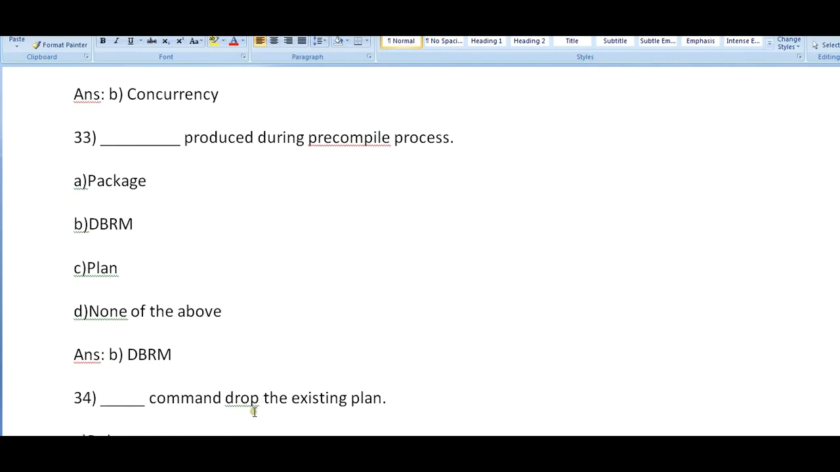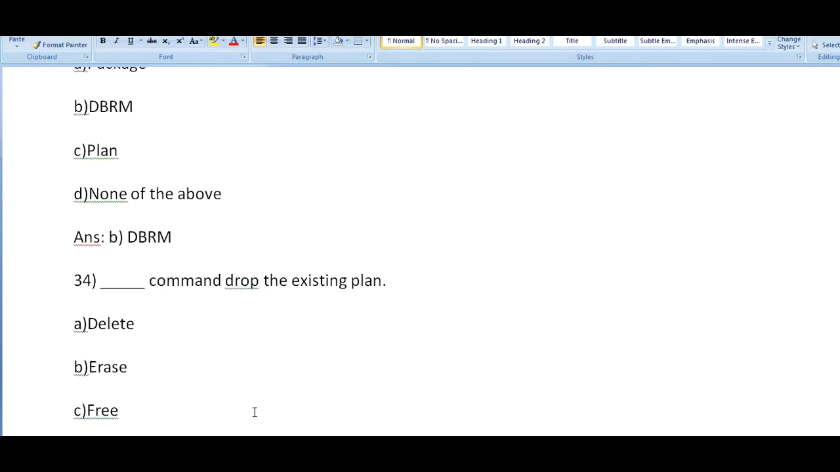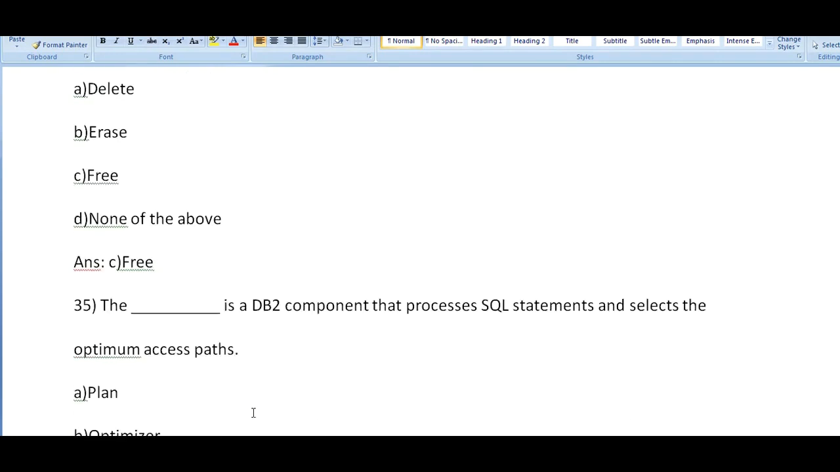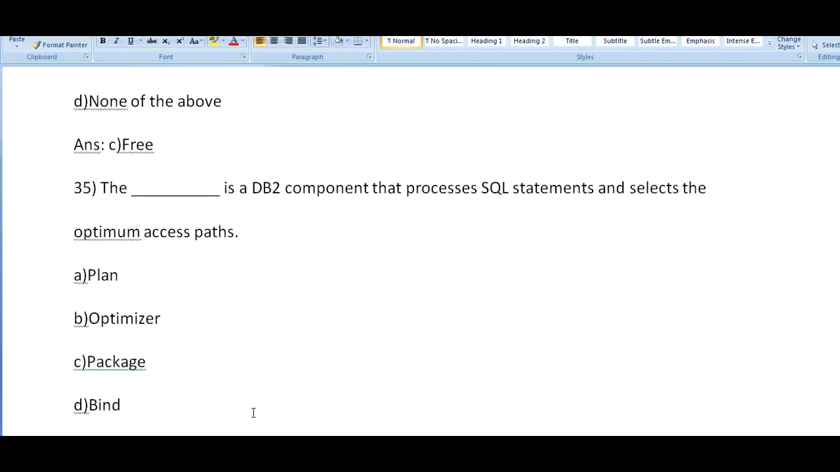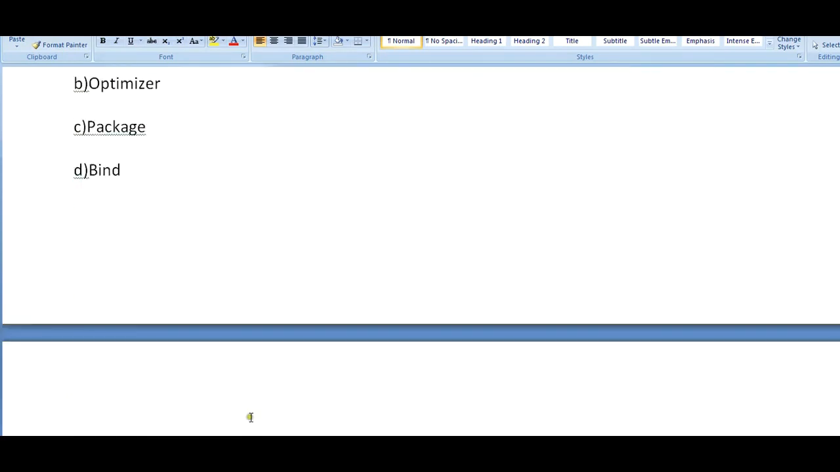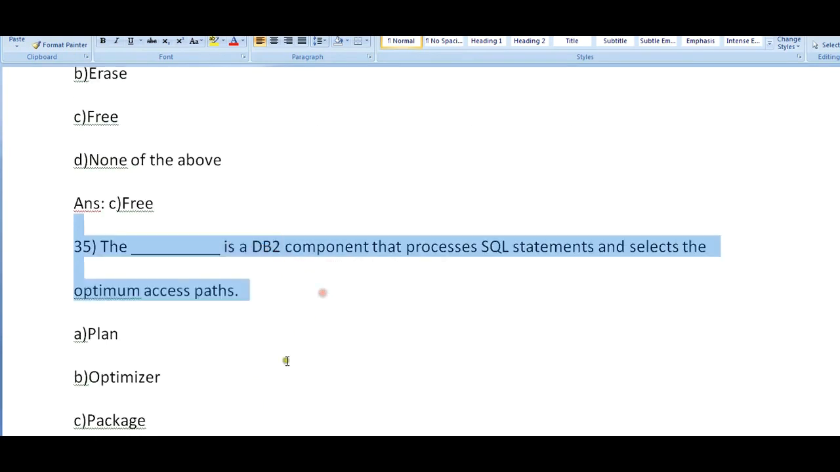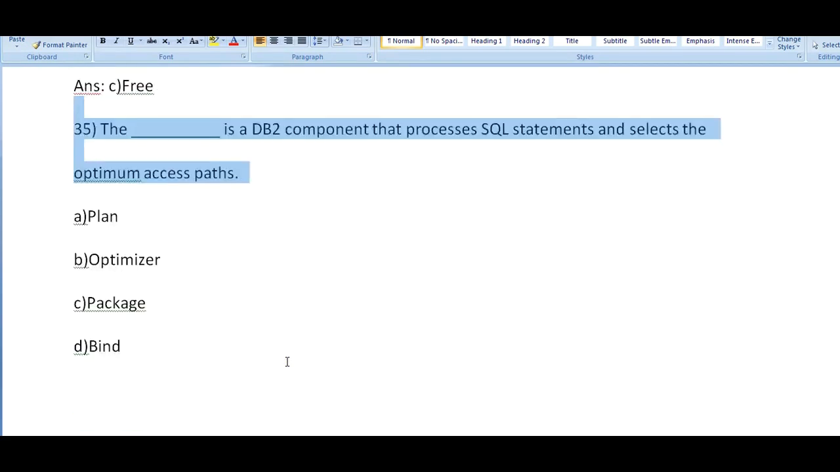DBRM is produced during the precompile process. Command to drop the existing plan: free. Dash is a DB2 component that processes SQL statements and selects the optimum access path. What is it? Optimizer. Optimizer is a DB2 component that processes SQL statements and selects the optimized access path.